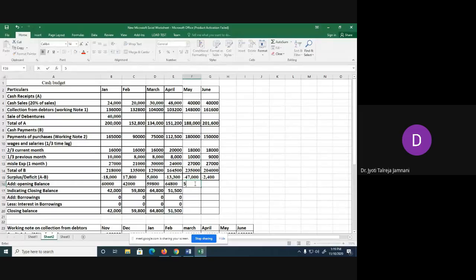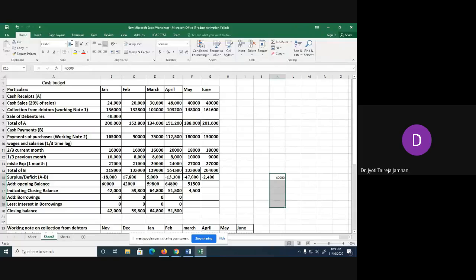Now this 51,500 becomes opening balance for May, and May has a deficit. So when it has deficit, we need to pay the deficit from the balance. So from 51,500, we will pay 47,000 deficit. What is the balance remaining? 4,500. Now tell me, should we borrow? Yes, ma'am. Yes, because the minimum balance that we need is 40,000 and I have only 4,500. So I need to borrow.